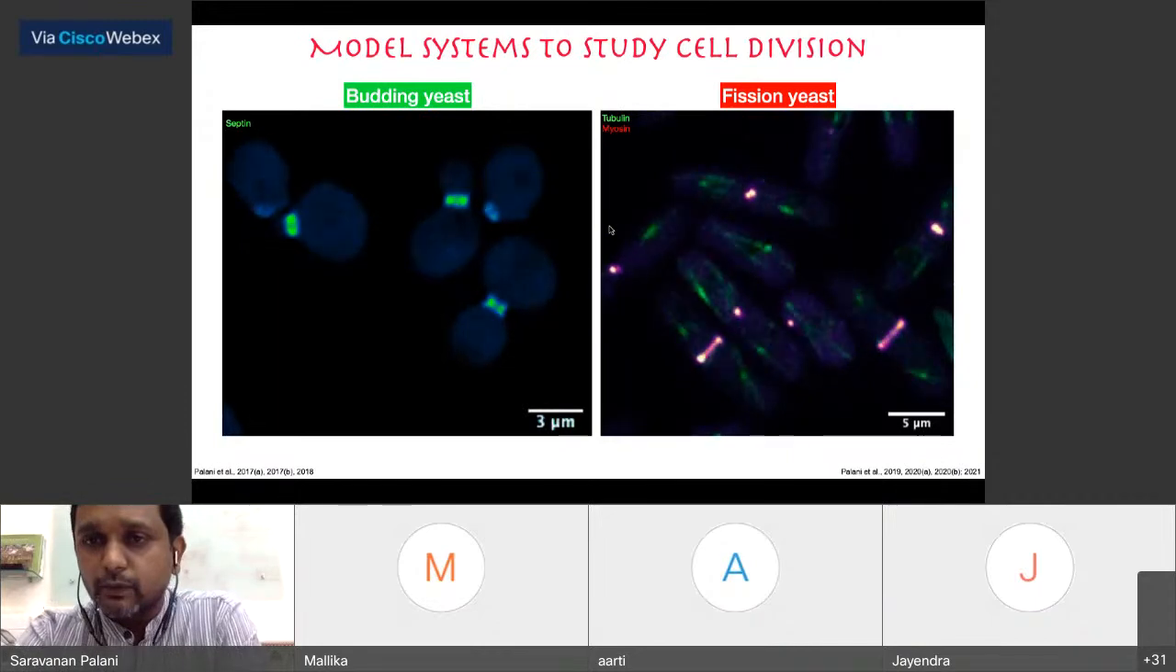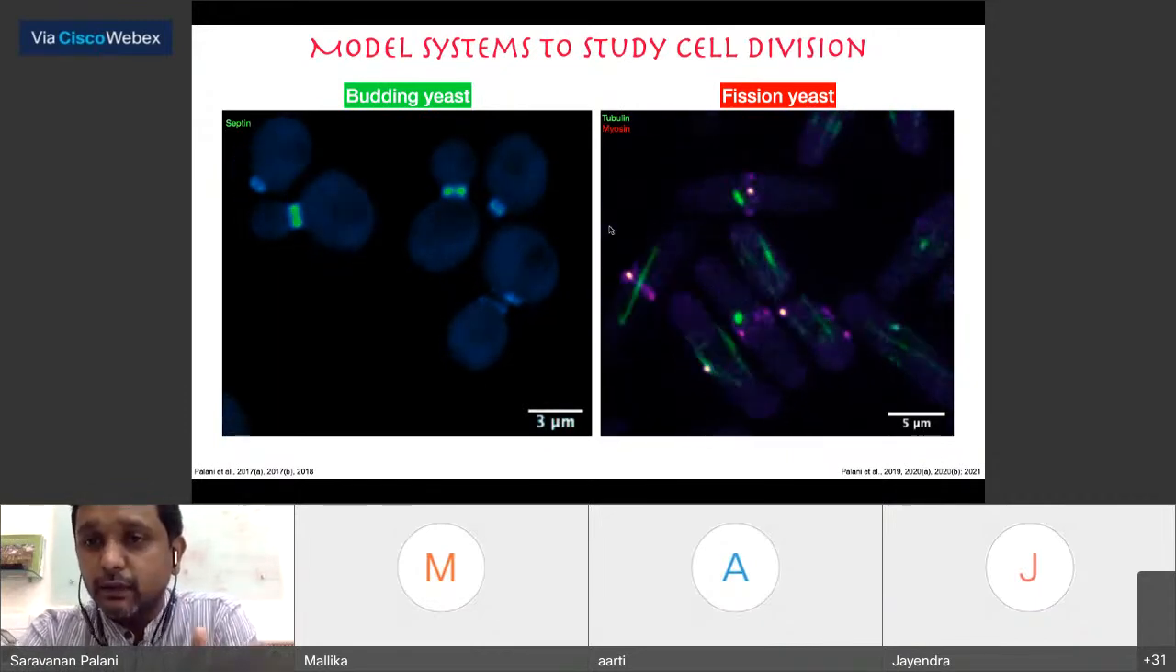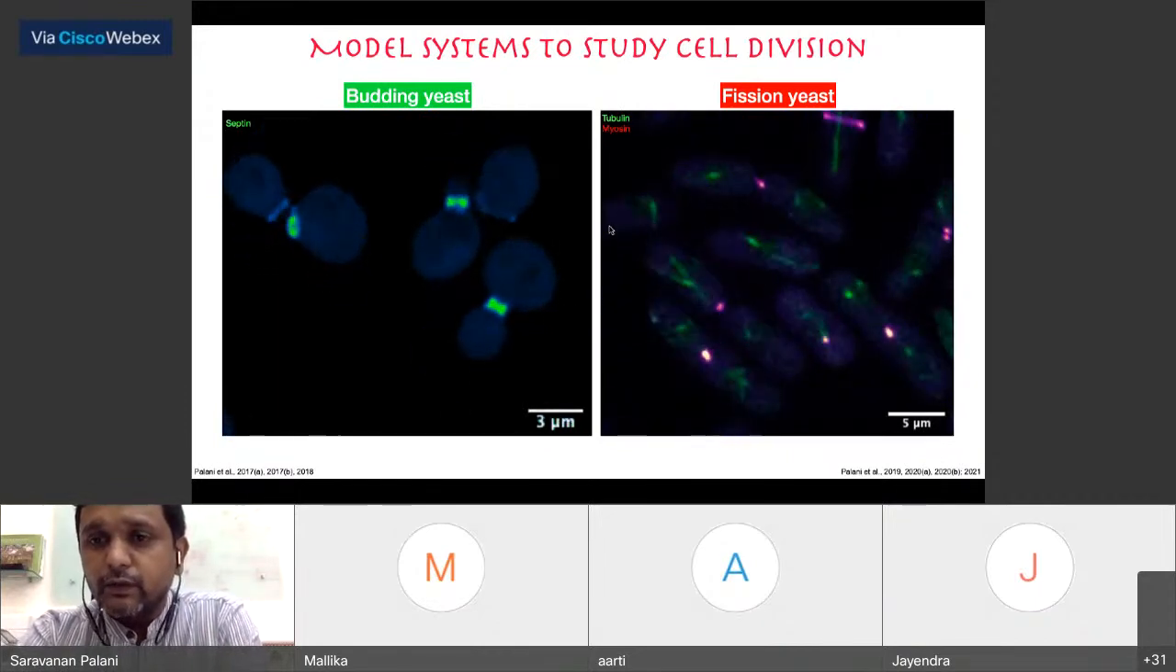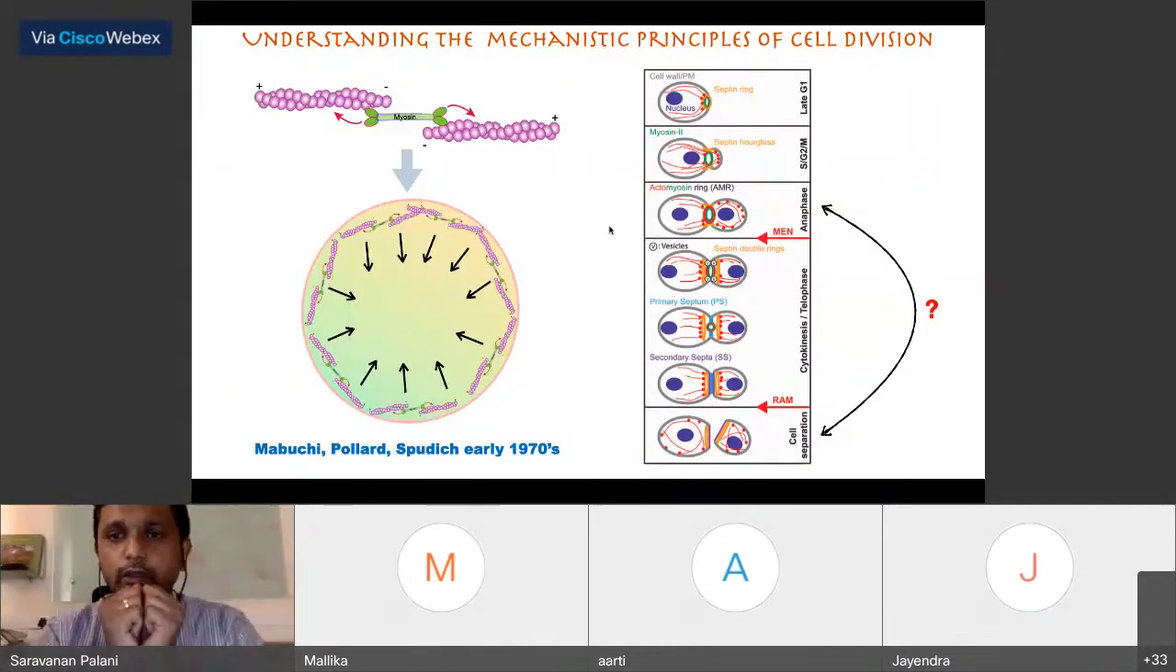So the concept is the same, in that they make a ring. The way they make the ring is different, but at the end of the day, the ring and myosin just pull, and that's how they induce the contractility.